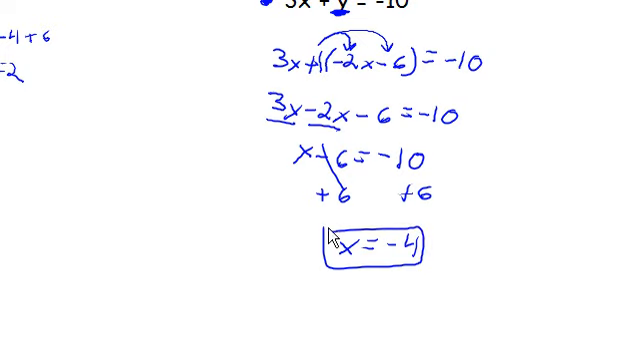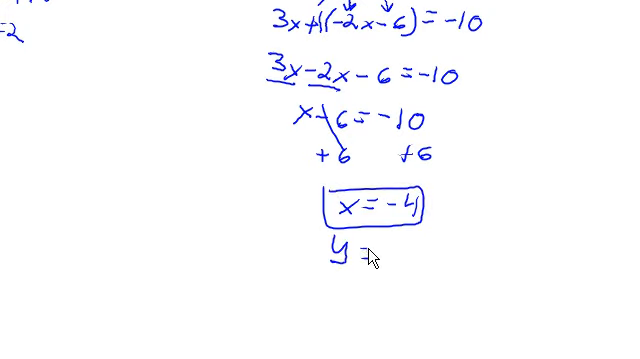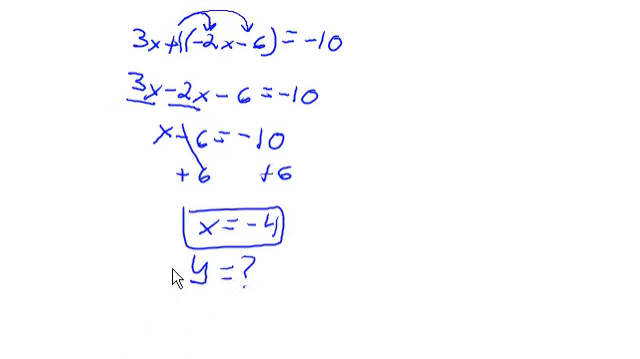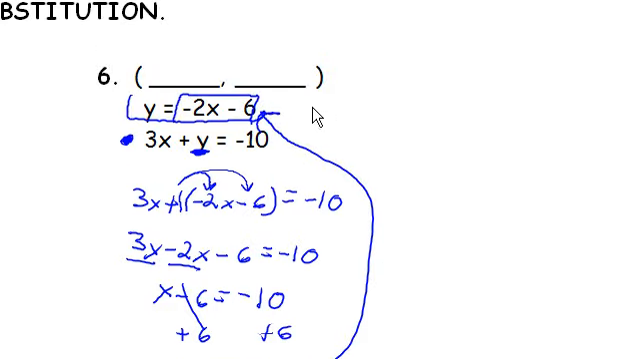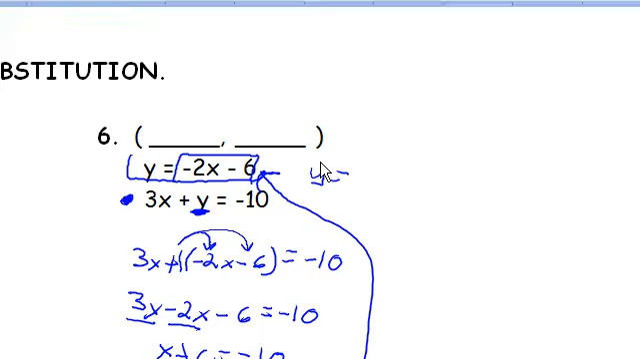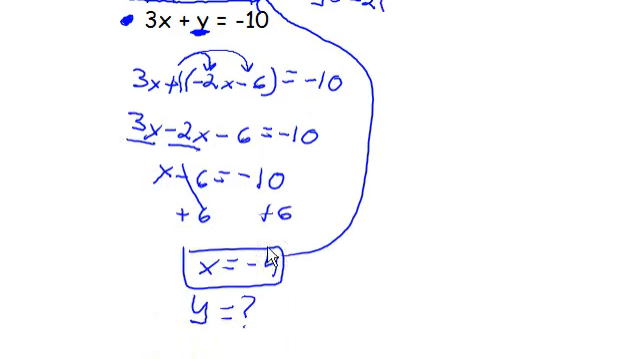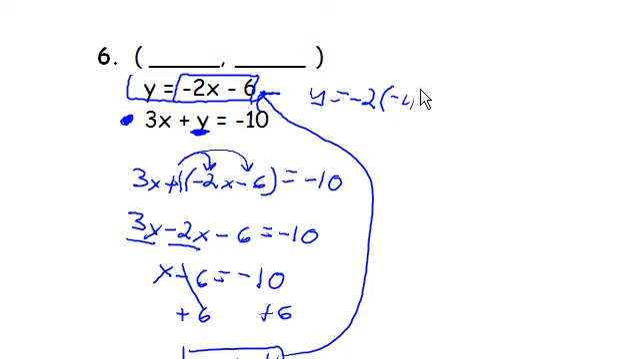All right. Again, we have x, but we don't know y. So what we'll do is we'll take that x and we'll dump it into one of our original equations. I'm going to dump it into this top equation right here. So y equals negative 2 times x, which we just found out to be negative 4, minus 6. That gives us y equals 8 minus 6. Finally, y equals 2. There you have it. That is the solution to our system.